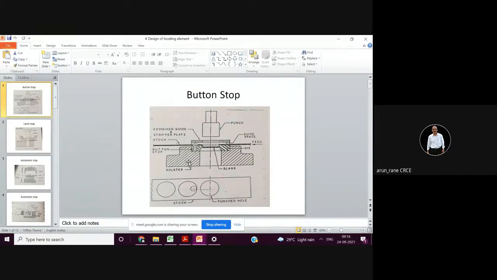This is only for the initial first stroke. Then for the second stroke, you can have a guide punch or a locating punch which will locate the pierced hole. So it is required only for the first time, and then you have to either remove this button stop, or if it is a spring stop, like what I showed yesterday, that can be kept in the locked condition, in the disengaged condition.